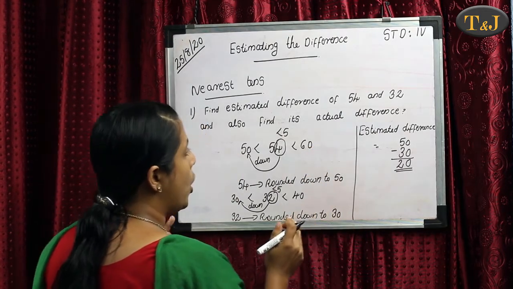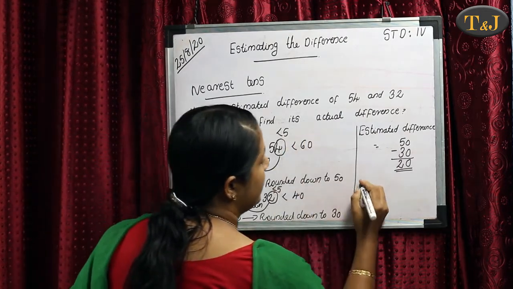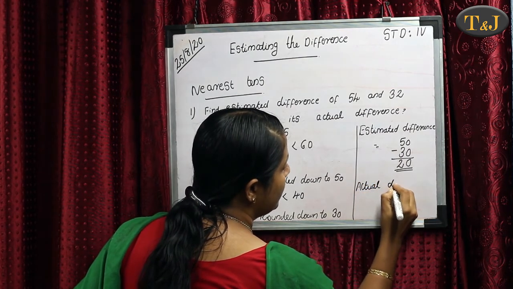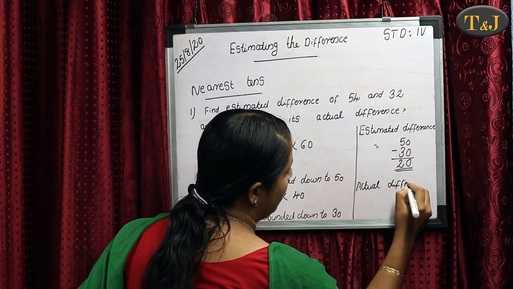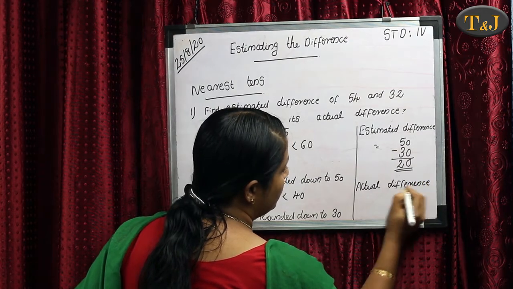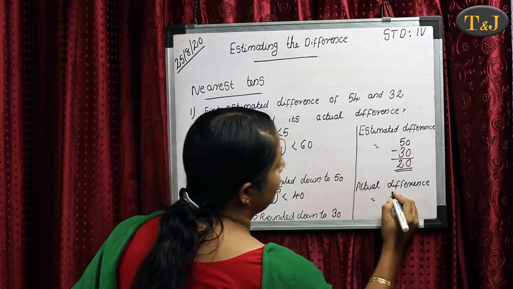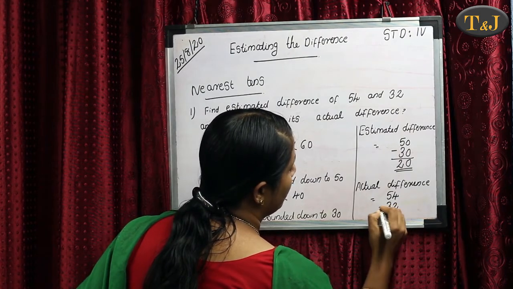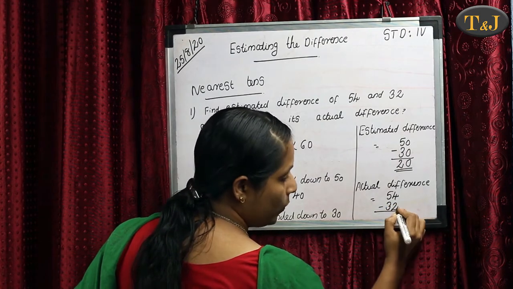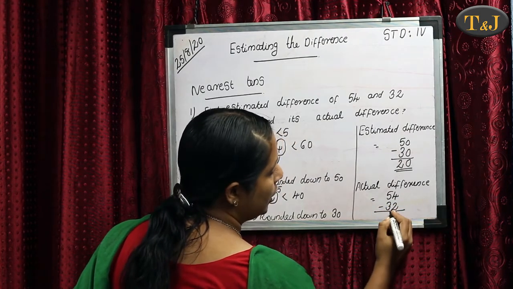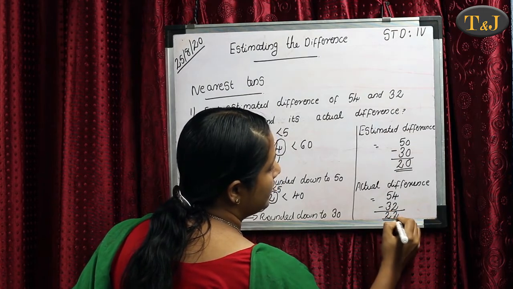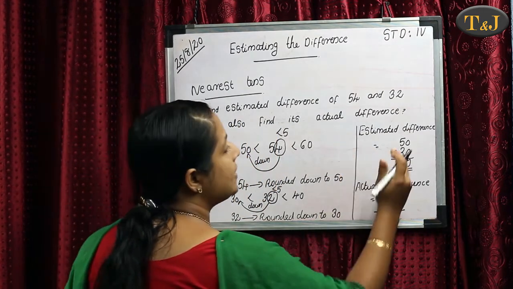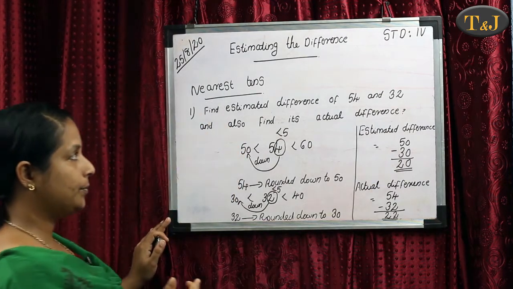Then in our question we also have to find its actual difference. Actual difference means using the question values. Here our question is 54 and 32, so 54 minus 32. 4 minus 2 equals 2 and 5 minus 3 equals 2. So our answer is 22. That means the actual difference is 22 and the estimated difference is 20.